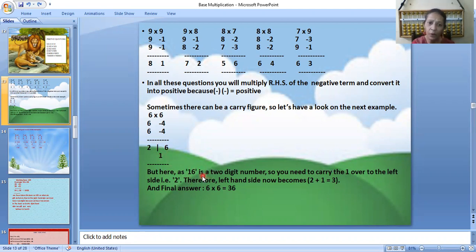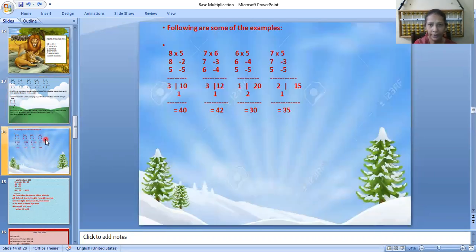Now you look here, 16 is a 2-digit number, so you need to carry the 1. Why are you required to carry this 1? Because this question is near the base 10, and in 10 there is only one 0 here. So what will you do? You will carry over the 1 to the left hand side, where you can see this slash. What is the number on the left hand side? 2 is here. Therefore, 2 plus 1 is equal to 3. So 6 into 6 is 36. So like this you will get the answer. Now look at the next example here.